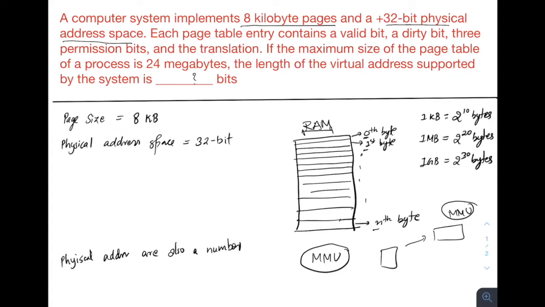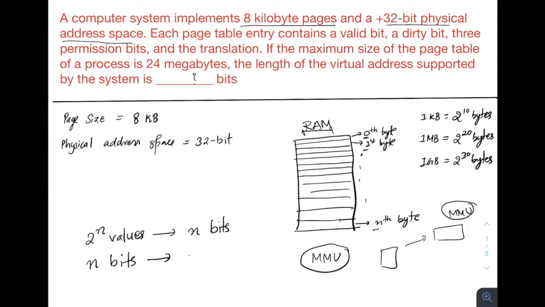Now, I told you 32-bit is required for the physical address, right? Now let's say the system has a 32-bit physical address space, then what will be the size of the RAM? You have to think, right? What is the size of the RAM? If you remember the binary basics, to represent 2 power n values you require n bits, and the converse is, using n bits you can represent 2 power n different values. That's what we know from the binary number system, right?